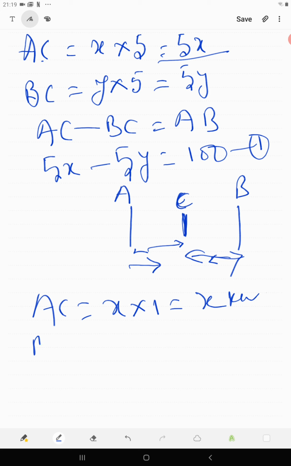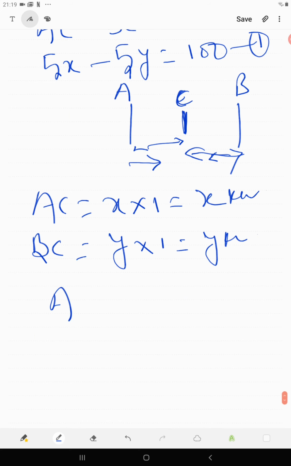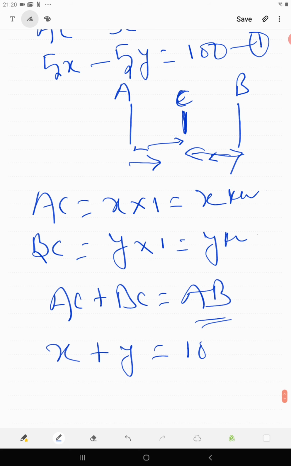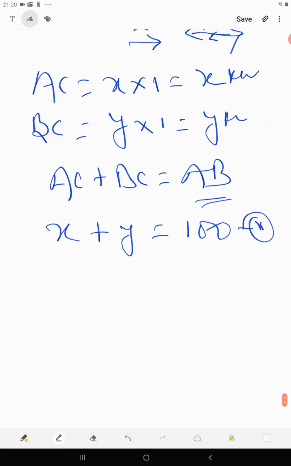Similarly, BC, the distance covered by car B, equals the speed of car B into time taken, 1 hour. So it is y kilometer. Now if you see the figure, AC plus BC equals AB. Yes or no? So AB is 100 again. So x plus y equals 100. So we have two equations: 5x minus 5y equals 100 and x plus y equals 100.